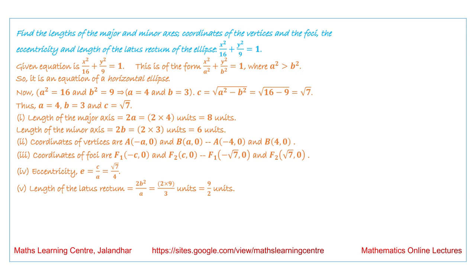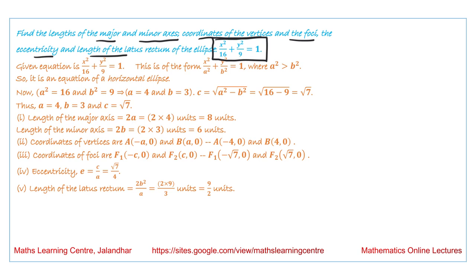So based upon this, the first problem we have is: find the length of major and minor axis, coordinates of vertices and foci, the eccentricity, and length of latus rectum of the ellipse given by the equation x square over 16 plus y square over 9 is equal to 1.